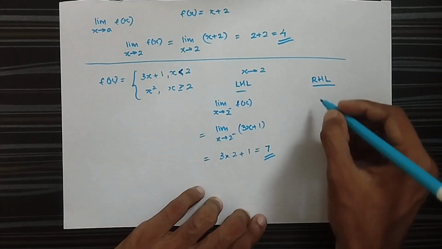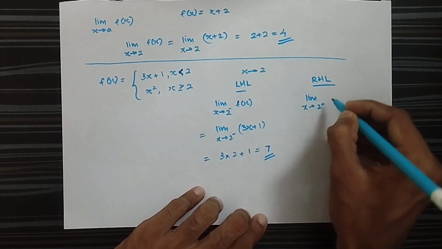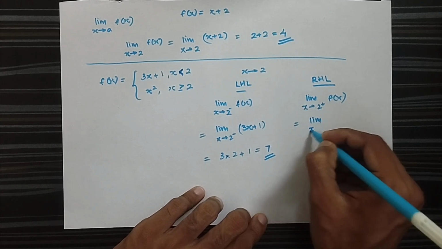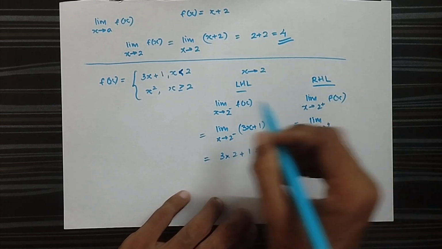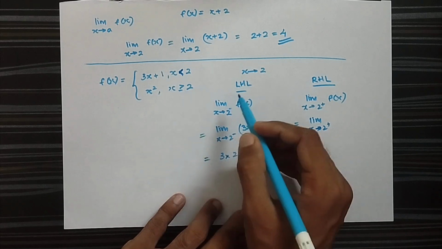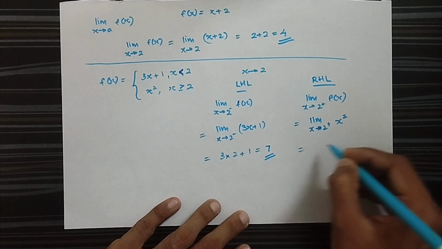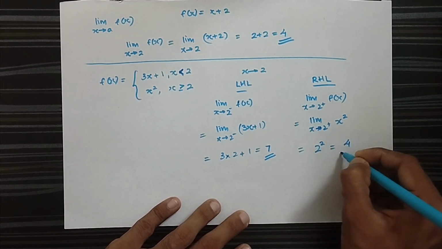Now for the RHL, limit x tends to 2 plus f of x, which is equal to limit x tends to 2 plus. Here we are approaching from the right side, so x is greater than or equal to 2, so we can choose x square. So our function's outcome would be x square. Applying this, we get 2 square, which is equal to 4.